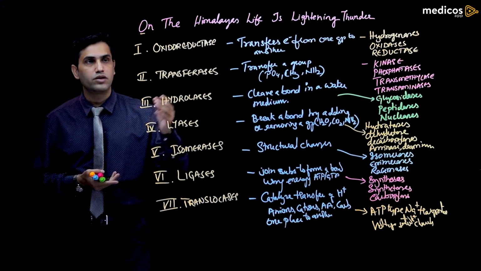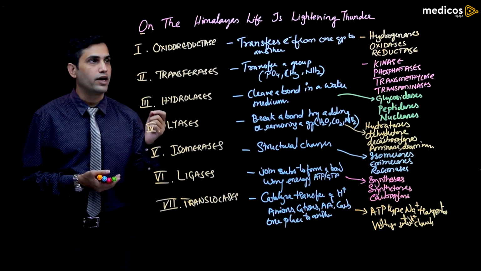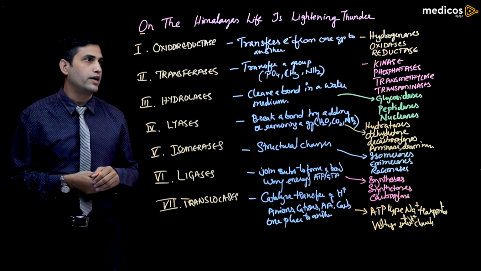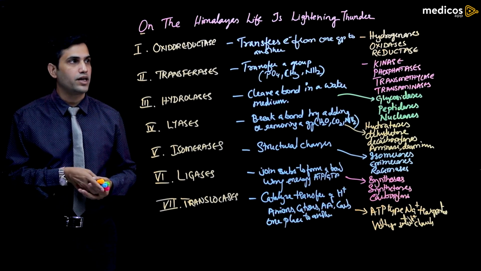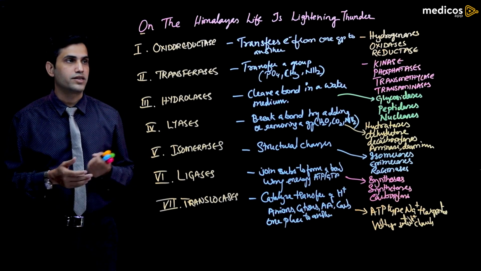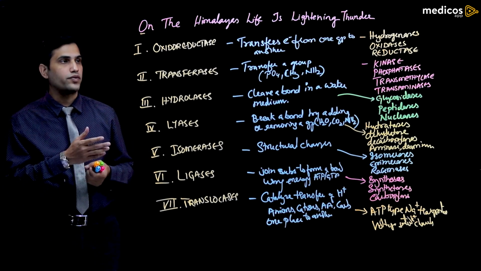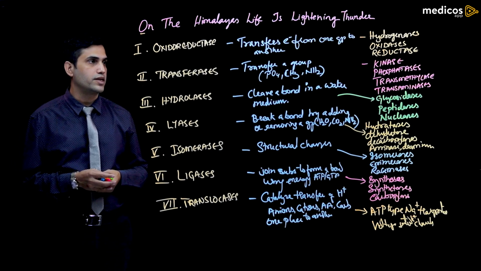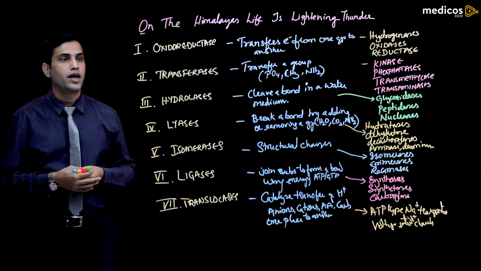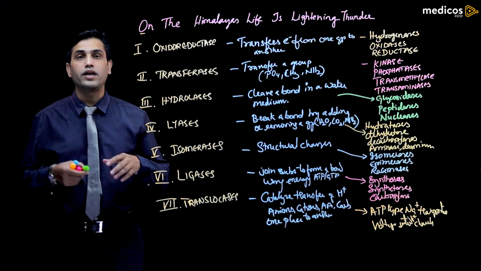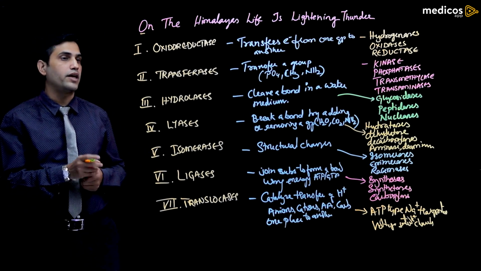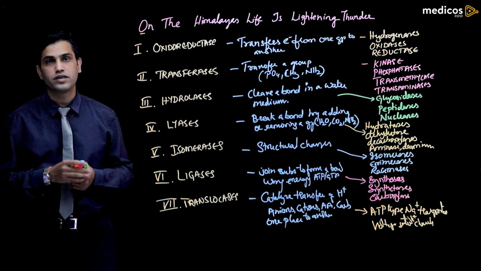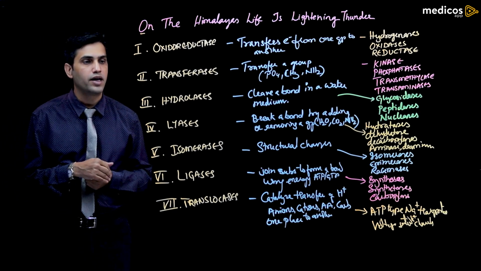Now what does oxidoreductase do? Transfer one electron from one group to another. Okay, they just shuttle the electrons. Examples are hydrogenases, oxidases, reductases. Transferases transfer a group like phosphate, methyl and amino group. Examples are your kinases, phosphatases, transmethylases and transaminases. Hydrolases cleave a bond in a water medium. A water medium has to be there for it to cleave. Examples are your glycosidases, peptidases, nucleases, all your digestive enzymes come in this category.